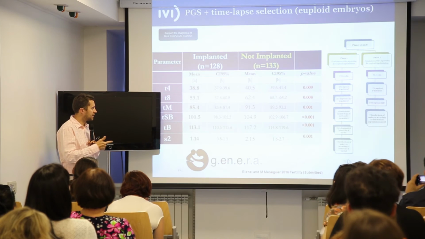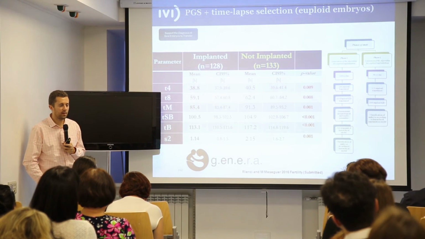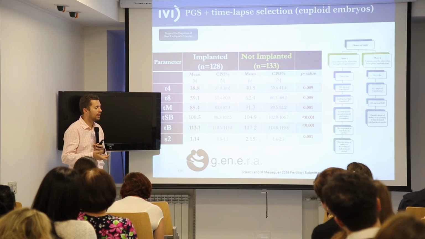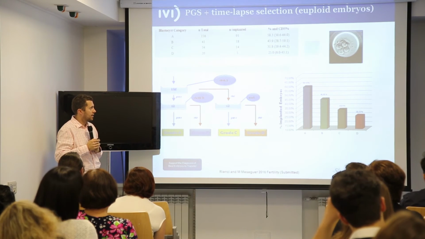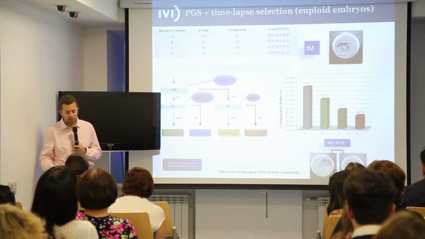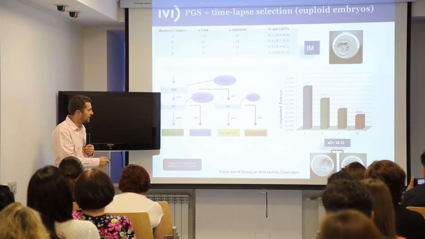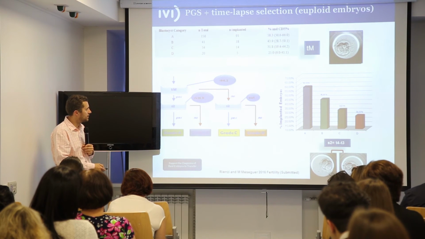The second one is a study that we did together with Laura Reti, Genera in Italy. We just compared embryos that implanted and embryos that did not implant, blastocysts that implanted and blastocysts that did not implant that were euploid. And we took a look at the parameters of time lapse. We came again with a selection based on the time of compaction and the synchrony of the embryos that were able to distinguish euploid blastocysts with different implantation potential. So there is room for selection of blastocysts by different implantation potential.